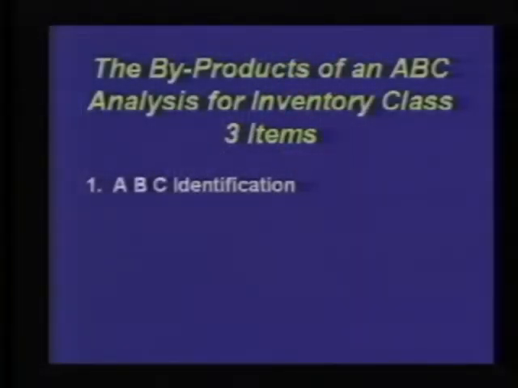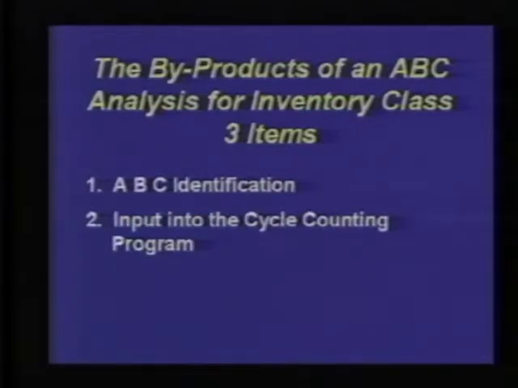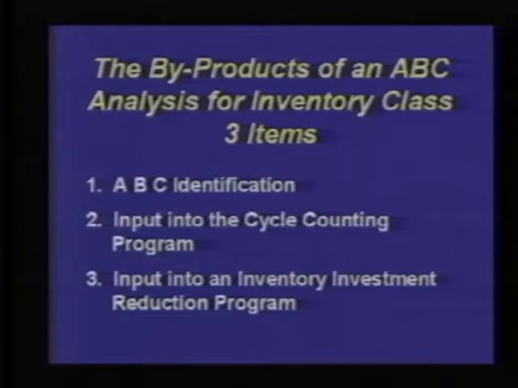Now, page number 18 is the identification of the ABC inventory system on step number 1. Number 2, it's the input into the cycle counting program. And 3, it is also the input into the inventory reduction program.